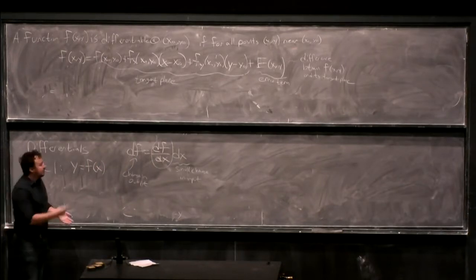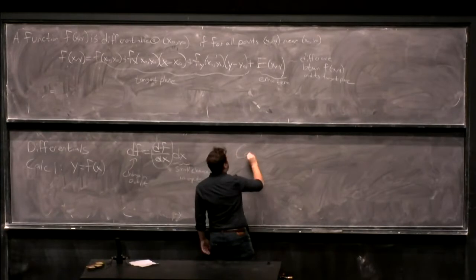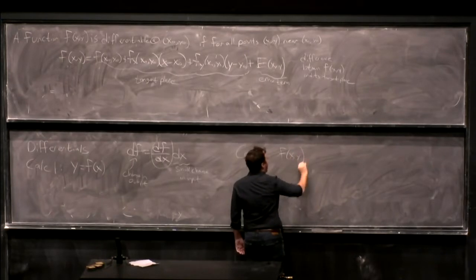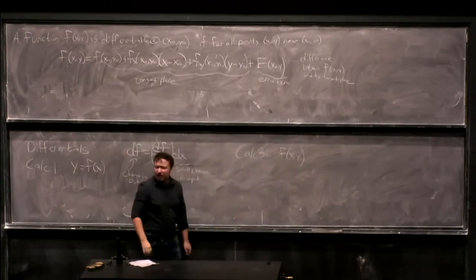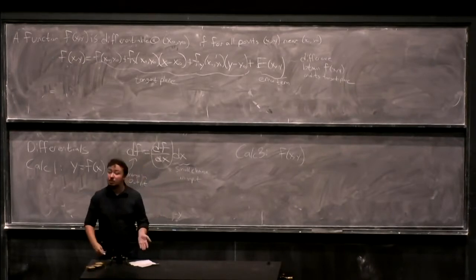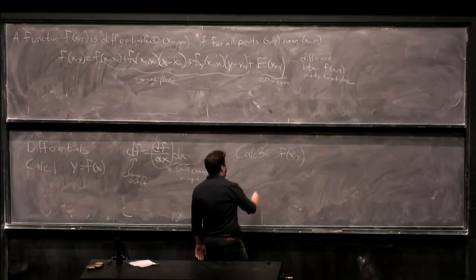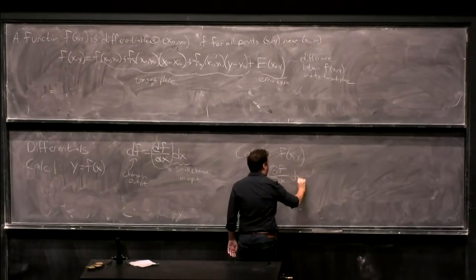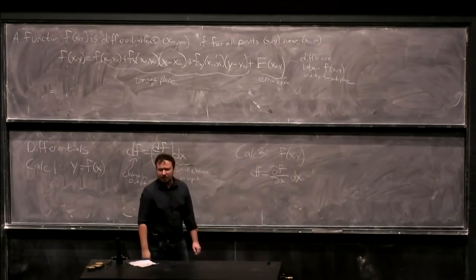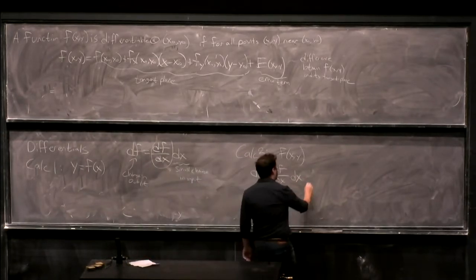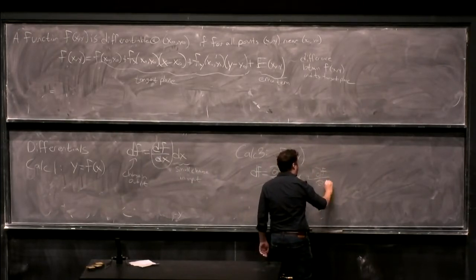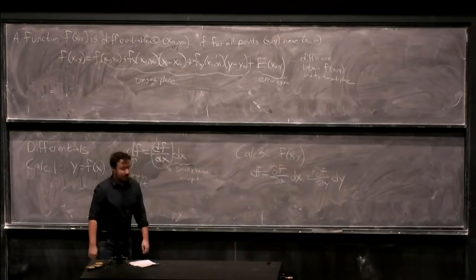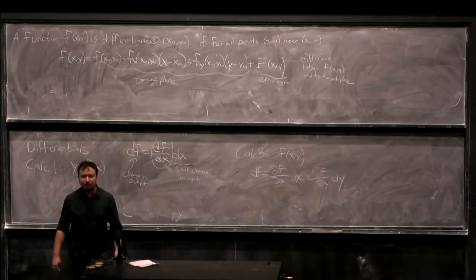The Calc 3 version is very similar to this. So in Calc 3, if we have f of x y now as our function, and we could take derivatives of it, it's differentiable, then we have that df is partial f partial x times dx, but then we also have the y as well. We have plus partial f partial y dy. So that's our new version of the differential.